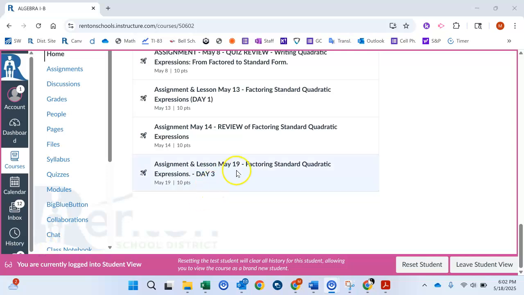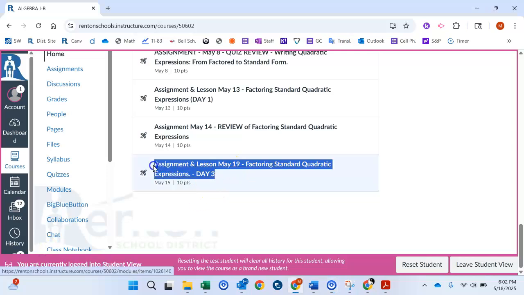All right, here we are. Today we are working on this lesson here. May 19th, factoring standard quadratic equations.